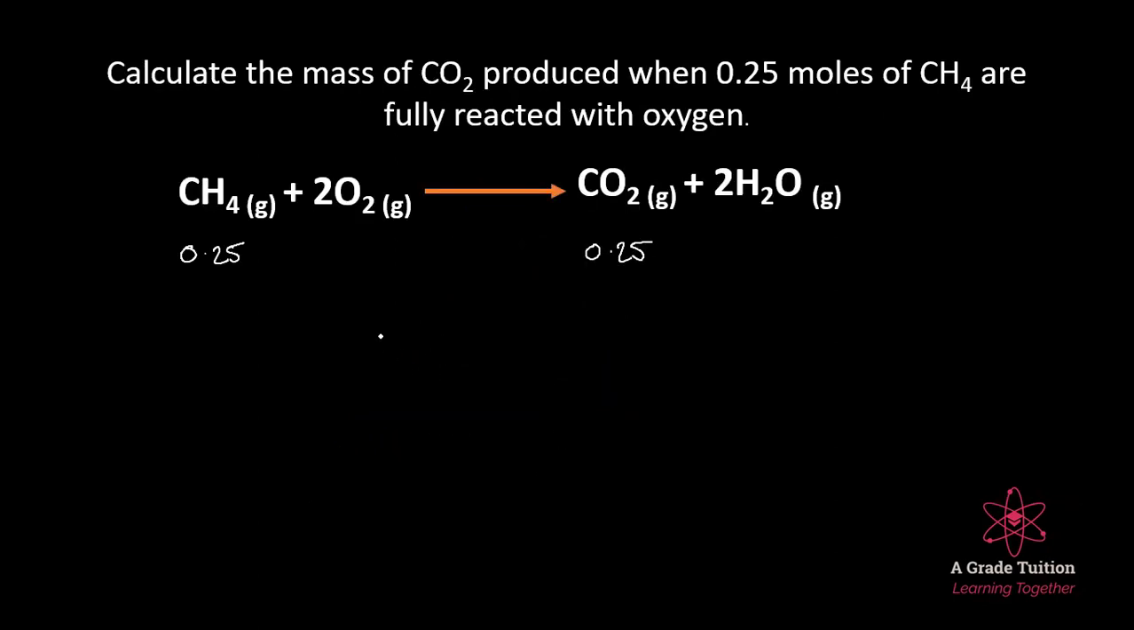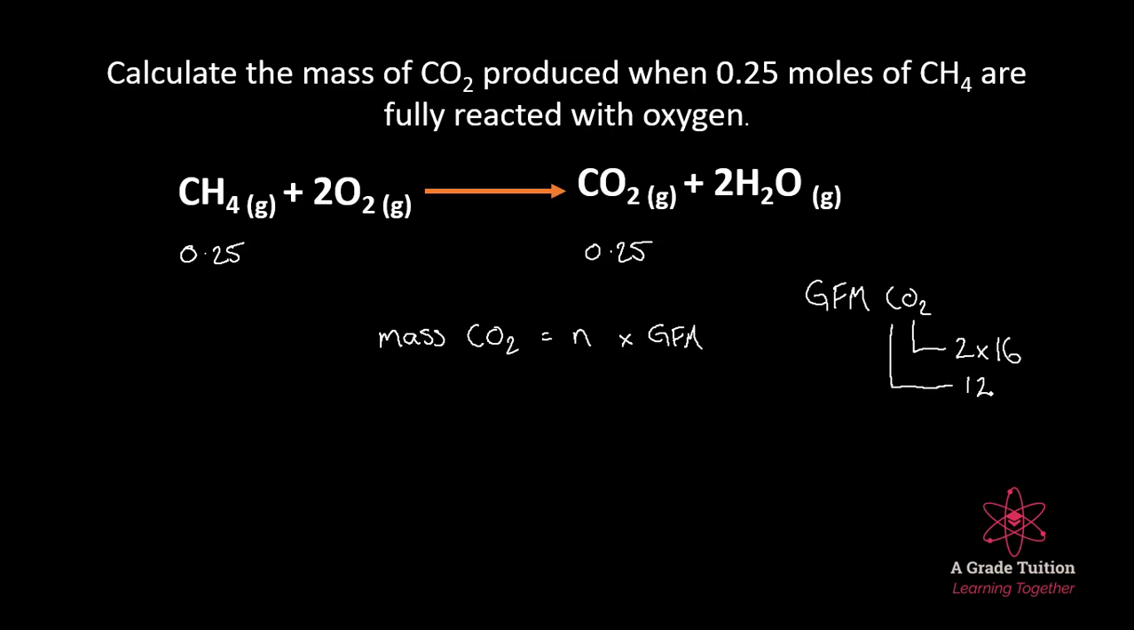So we can calculate the mass of CO2, which is equal to moles times GFM, and the GFM of CO2 can be calculated using your data booklet. So oxygen has a gram formula mass of 16, and there's 2 of them, and carbon is 12, so that gives you 44 grams, and that's per mole of CO2.